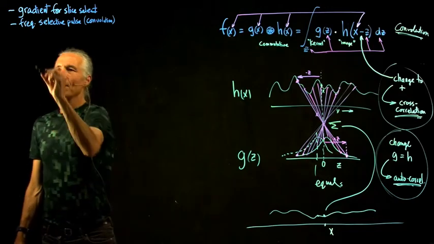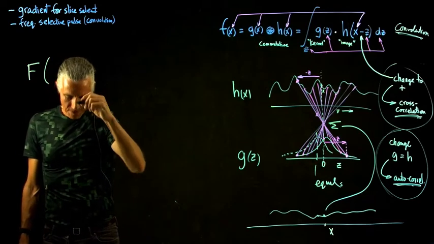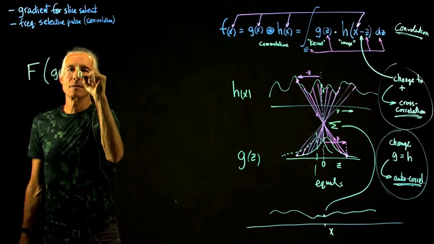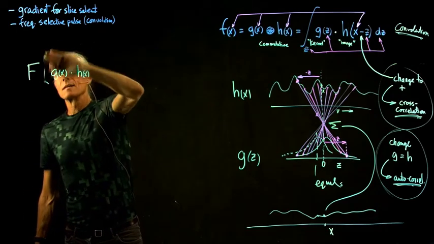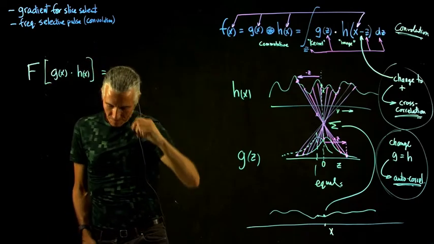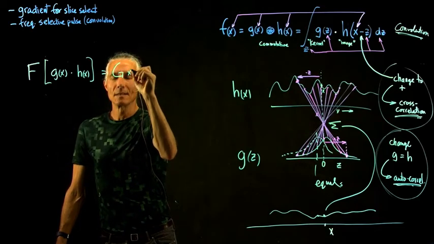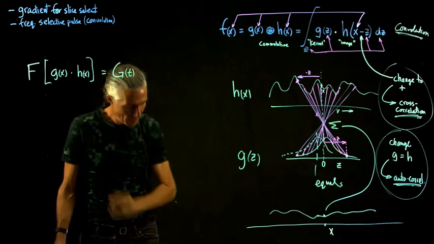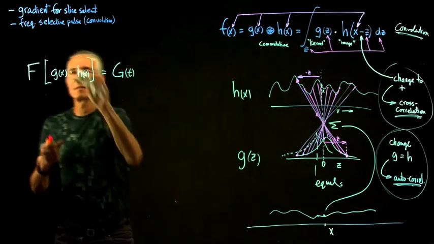But the convolution theorem is that if we take the Fourier transform of two functions multiplied by each other, then that's equivalent to the Fourier transform of each function. I'll put t in there. No, let me do it the other way around, sorry.